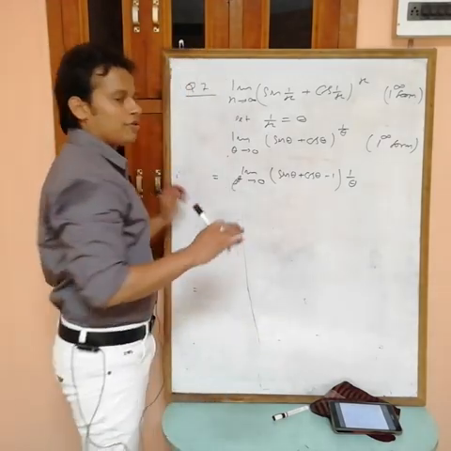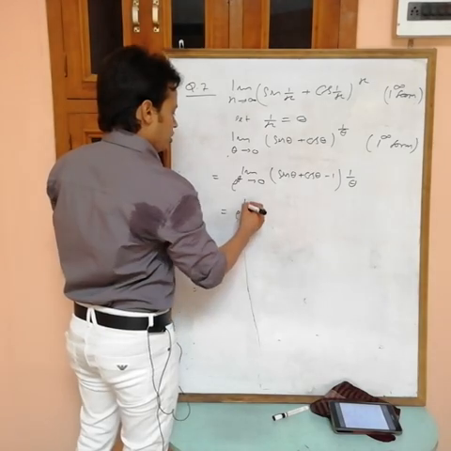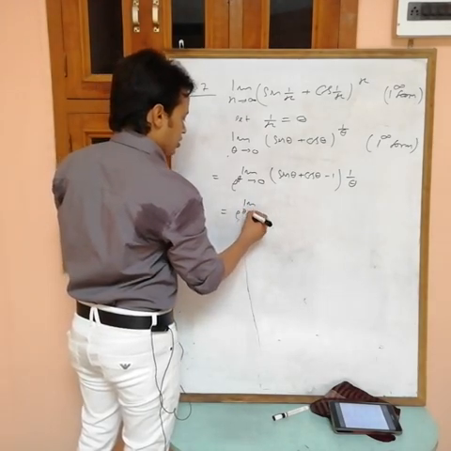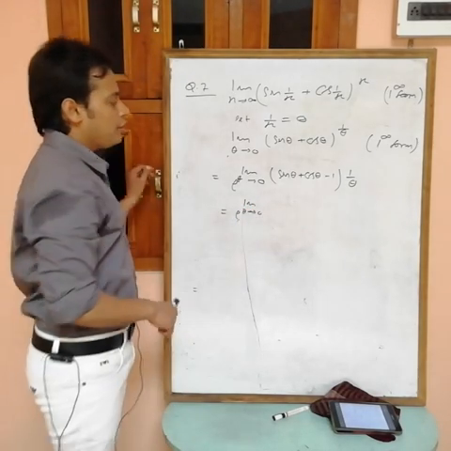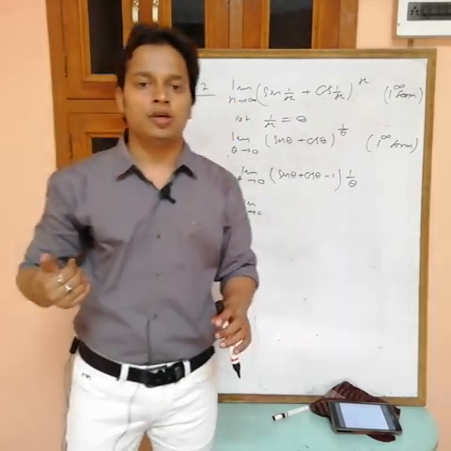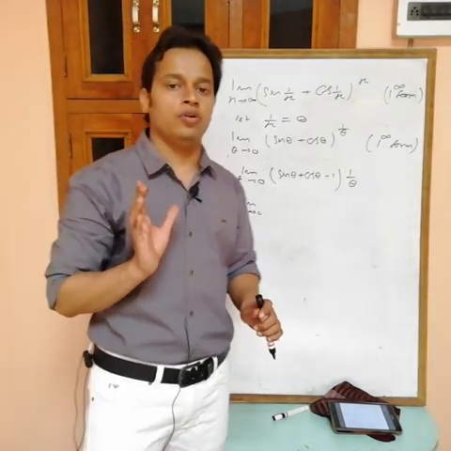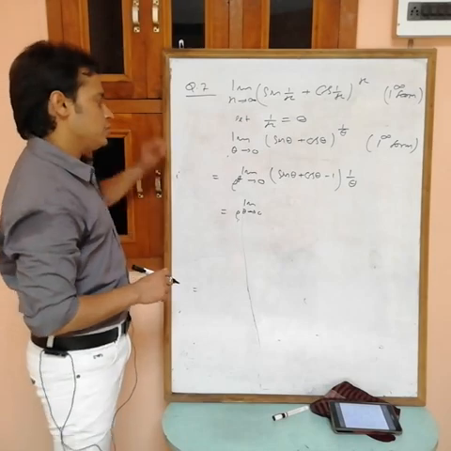Now how can I simplify this one? No problem. E power limit theta tending to 0. In the denominator we have theta. In the numerator, if you take sine theta common, then sine theta by theta is a standard form, which equals 1. Can I convert this one into that form?